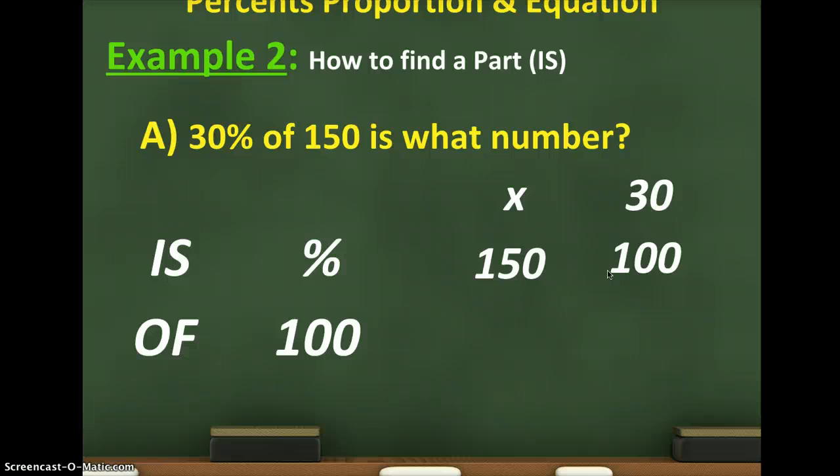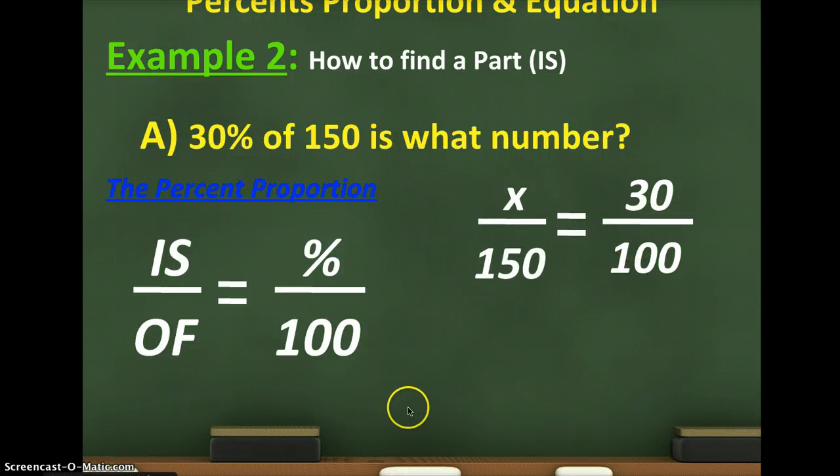In the second example, we're learning how to find a part, or the is part of the equation. So, 30% of 150 is what number? Again, rewriting the percent proportion and filling it in. 30%. Well, I know that 30%, there's a percent sign after the 30, so that's going to go right at the top here over 100. And then of 150. Of will always go on the bottom in the denominator, and that means that we're looking for the is, or the part of the whole.